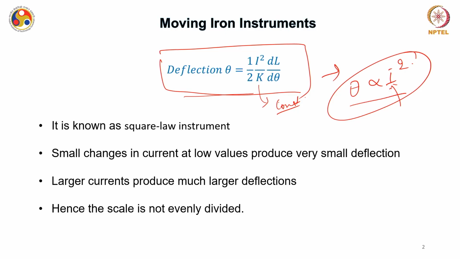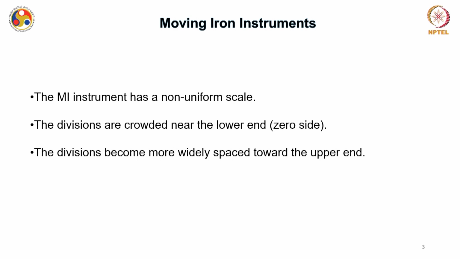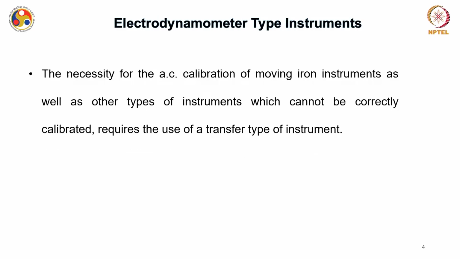Therefore, we have seen that the scales were not divided equally and it was basically a non-uniform scale. The divisions were crowded near the lower end, which is the zeroth side, and the divisions were more widely spaced on the higher side, or the upper end of the scale. So, this was our discussion, and we talked about how this moving iron instrument can be utilized for measurement of AC currents or AC voltages.